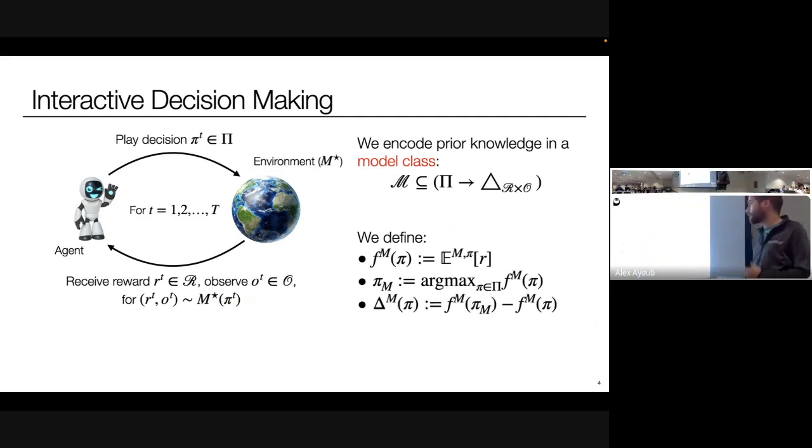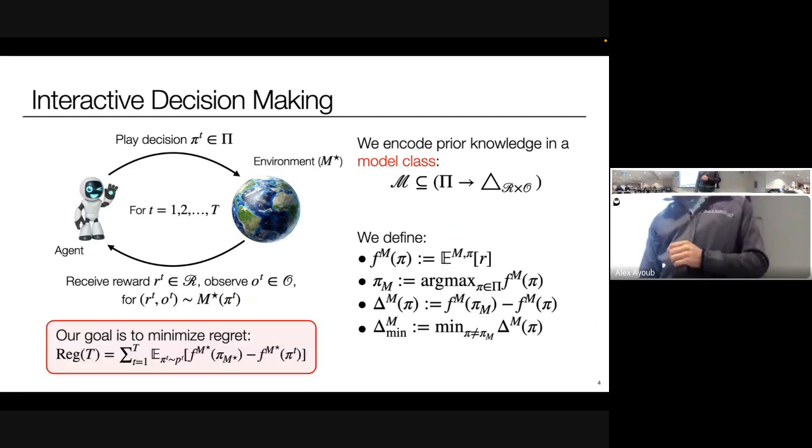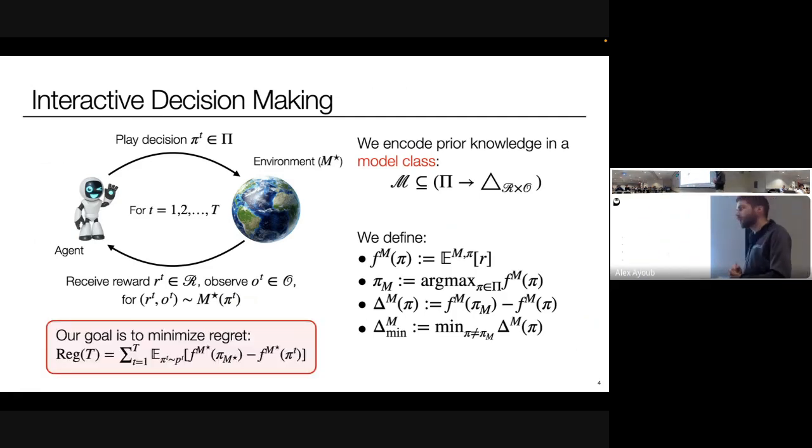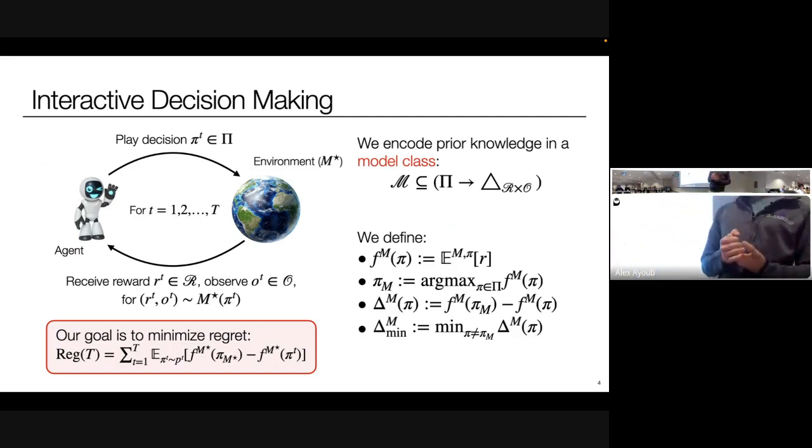Delta m pi is the gap for policy or decision pi on model M, and delta min m is sort of the min gap on model M. And what we're going to be interested in this talk is minimizing regret, which we define in the standard way. Just to make some connections, for those of you familiar with some of the work Dylan's been doing over the last couple of years with this DEC stuff, this is a setting from the DEC paper.